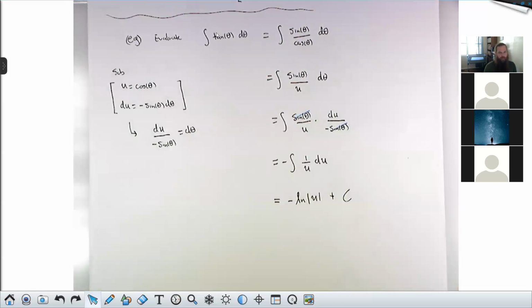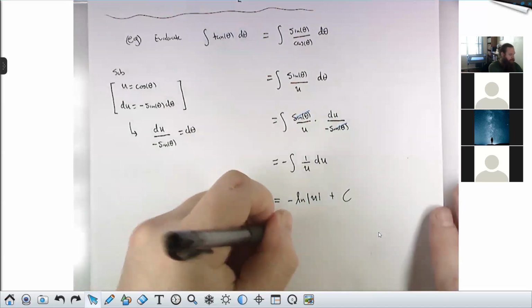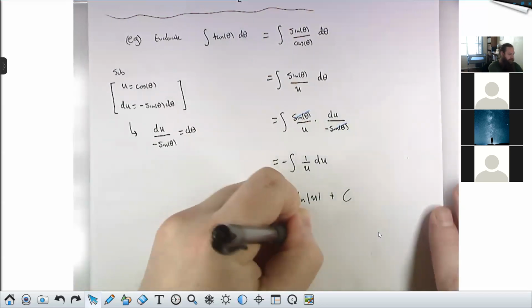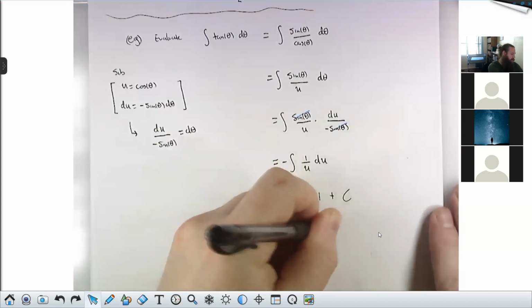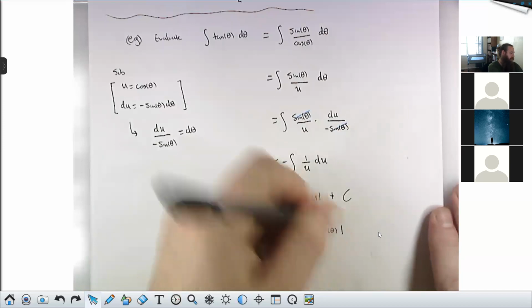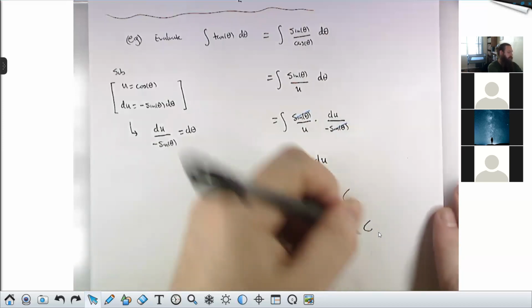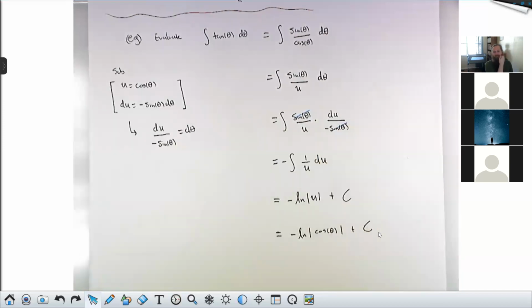And again, because it's an indefinite integral, no bounds, the original problem asked about thetas. I can't give the answer in terms of u. I need to plug back in now. We only do this with indefinite integrals, but we must do it with them. Negative ln cos theta in absolute value plus c. So this is the integral of tangent theta, negative natural log of cos theta.